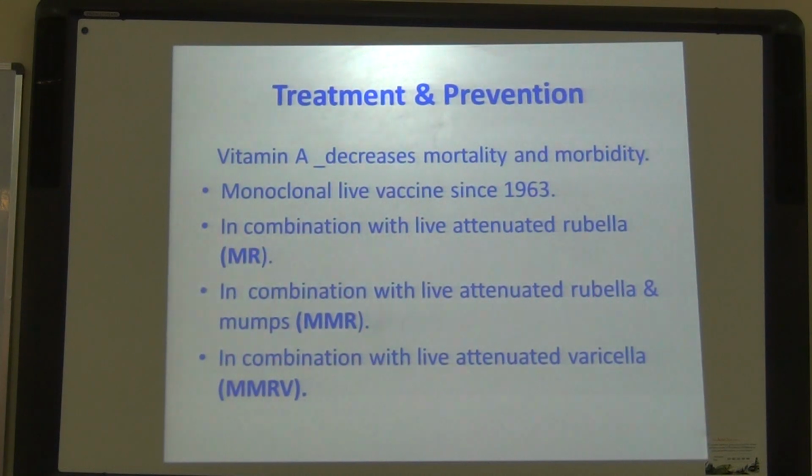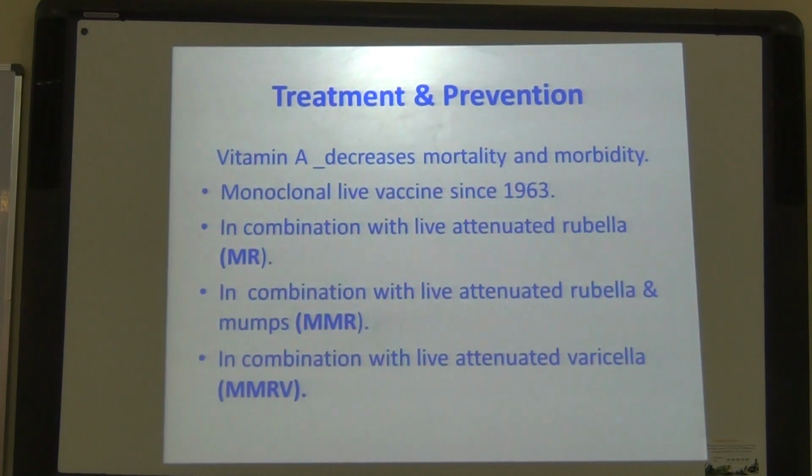There are two types of vaccines. One contains measles and rubella, live attenuated, and the other is the combination of live attenuated measles, rubella and mumps, MMR, which is common. It is in the WHO protocol. So the MMR vaccine is given at 15 months of age.